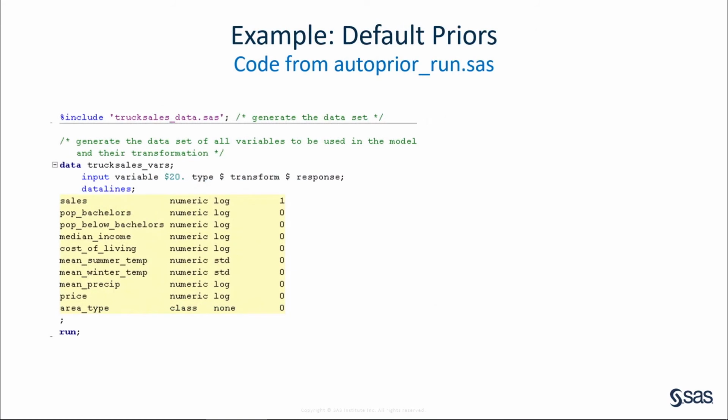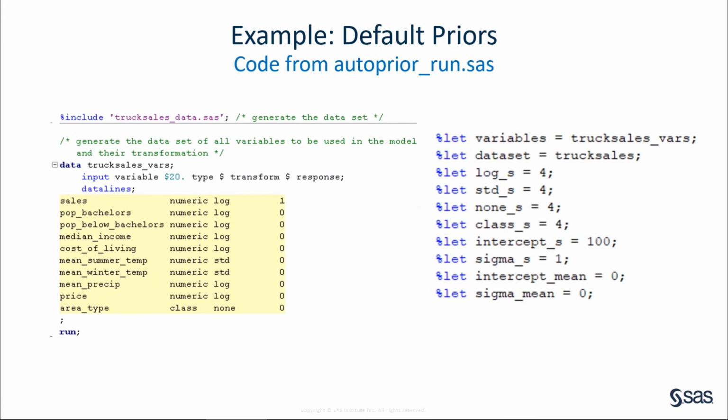Let's look at an example. This is contained in the SAS script autopriorrun.sas in the GitHub repository. In the first step, you need to tell the script which variables you want to include in the model and how to transform them. This is just a data set with several columns: variable name, variable type, transformation type, and an indicator of which variable is the response. Next, you define two macro variables that point to the original data set and the variable data set you just created. Finally, you create macro variables that define the value of S for each parameter type.